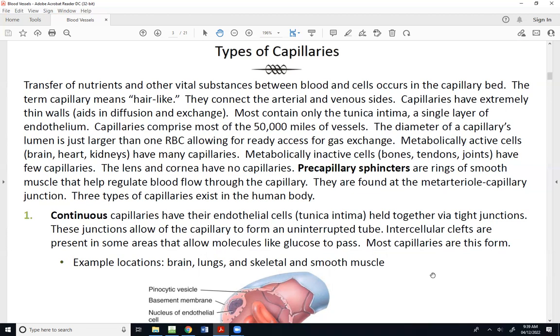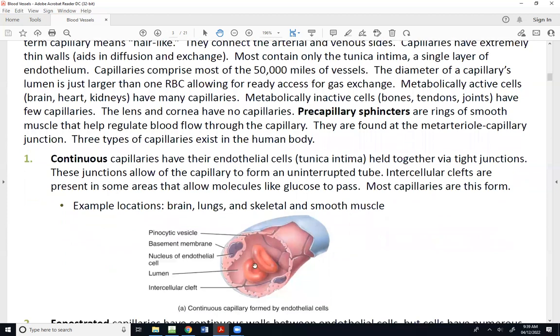Capillaries comprise most of the 50,000 miles of vessels in our body. That's insane how many blood vessels we have in our body. And most of that comes from capillaries. The diameter of a capillary's lumen is just larger than one red blood cell, allowing for ready gas exchange to occur. We can see that in our picture down here at the bottom with a couple of red blood cells, and the blood vessel that's surrounding them is a capillary, which is just barely wider than that red blood cell.